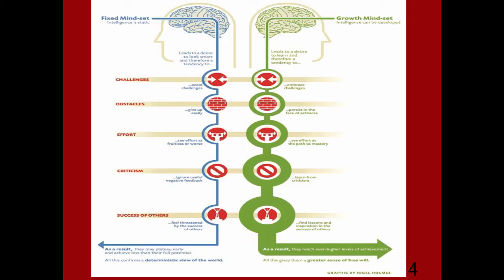If we're born with what we're born with, then I want to prove that I was born with more than you. I want to prove that I'm smarter, that I'm faster, that I'm more capable. As a result of these beliefs and this behavior, those with a fixed mindset tend to plateau very early and not achieve their full potential. It's a very deterministic view of the world. There's not a lot of control over their intelligence because they believe it's not changeable.